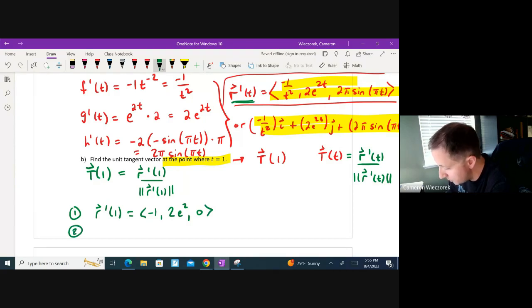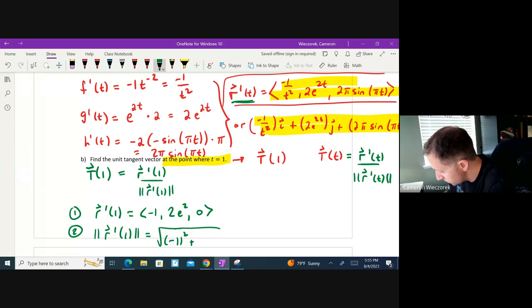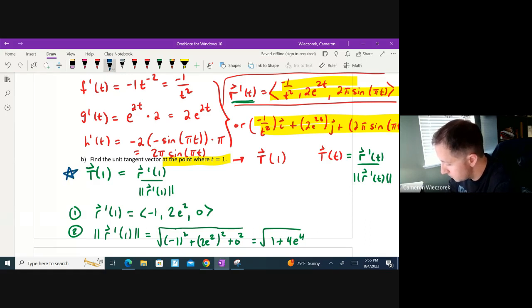Second step, the denominator: I need the magnitude, the vector norm of r prime of 1. So this would be the square root of the sum of squares of those components of r prime of 1. So negative 1 squared plus 2e squared plus 0 squared. So we get the square root of 1 plus 4e to the 4th. Okay. And so now go back to our expression. So this would just be, and you can factor out the 1 over the square root of 1 plus 4e to the 4th if you'd like. That's fine.